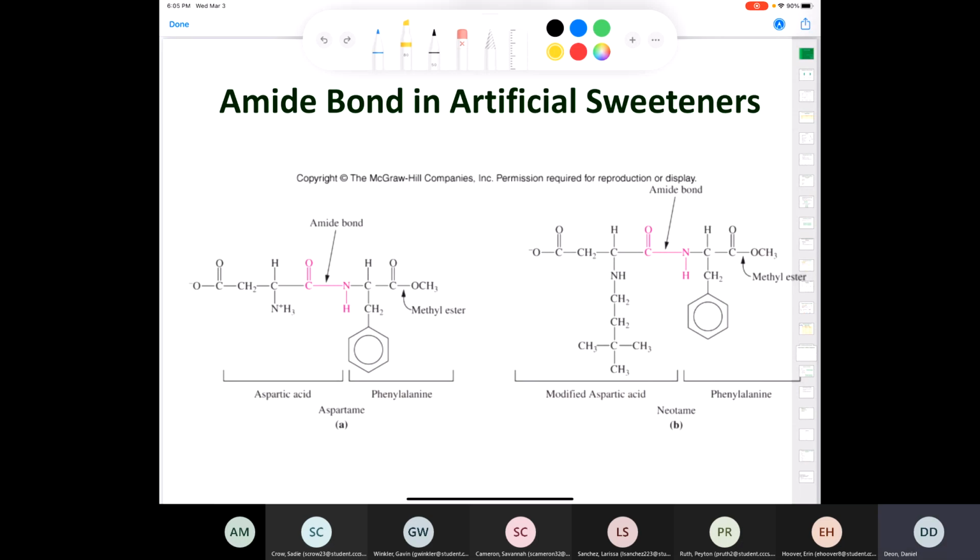All right. What was I going to say about these? Yeah, one of the reasons why you can't use aspartame for cooking is because if you try to make muffins with aspartame in them, the amide bond will break when it's heated up, and so it will not taste sweet. It'll taste disgusting.